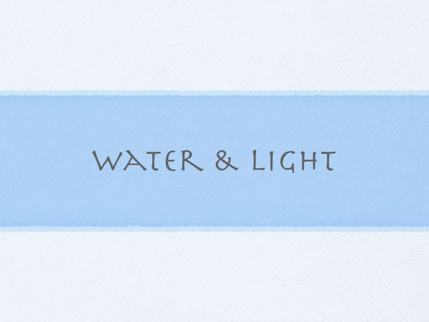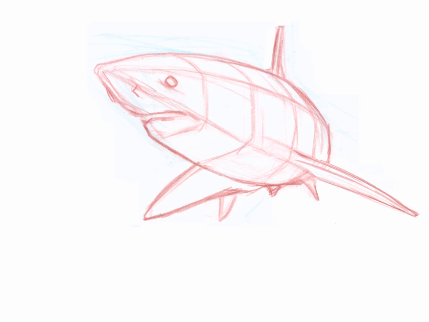Now we're going to take a look at how water and light actually look when we see them. We have our shark swimming around here with these planes on it. Light is going to be filtering through the water, dancing across this animal's body. What is really going to happen when we see that?